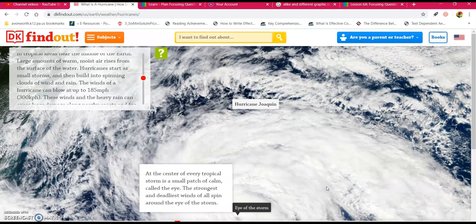It says at the center of every tropical storm is a small patch of calm called the eye. The strongest and deadliest winds of all spin around the eye of a storm. I like that fact. I'm going to use that as my second fact about a hurricane.